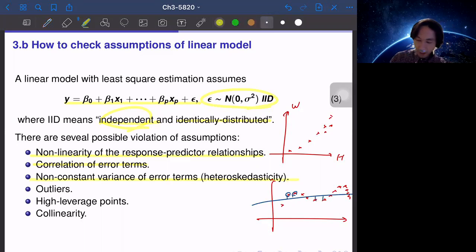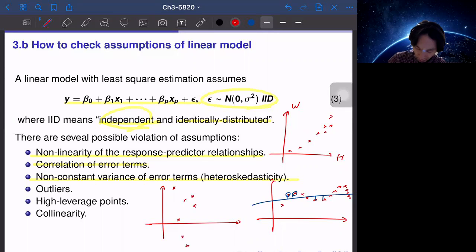Non-constant variance, heteroskedasticity. For example, in the stock market, if some big news happened, for example, last year in February or March, then the stock market is very volatile. So the daily return is sometimes very, very large positive or negative values. In some periods, it's very mild like this. So the size of variation is different depending on the season. So non-constant variance.